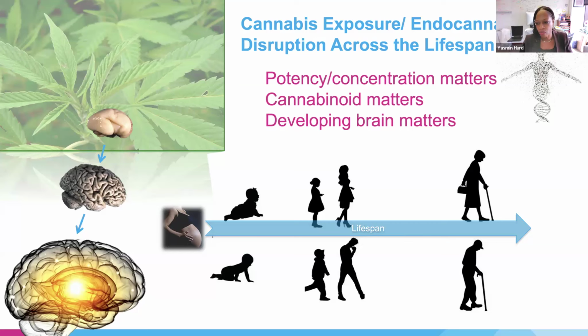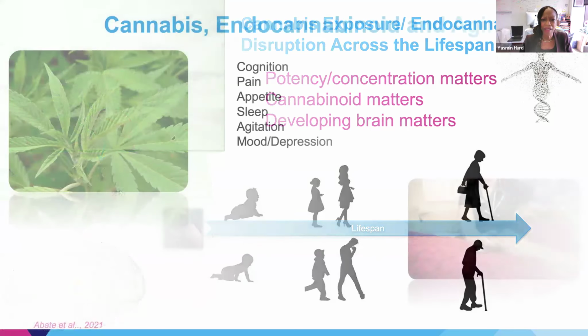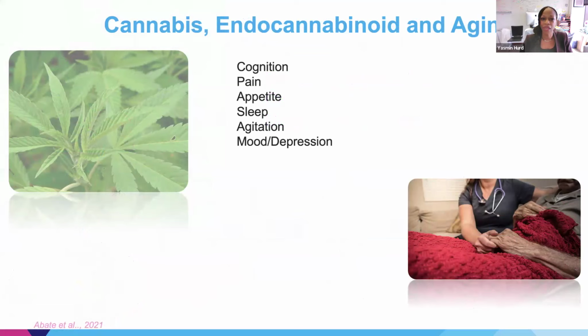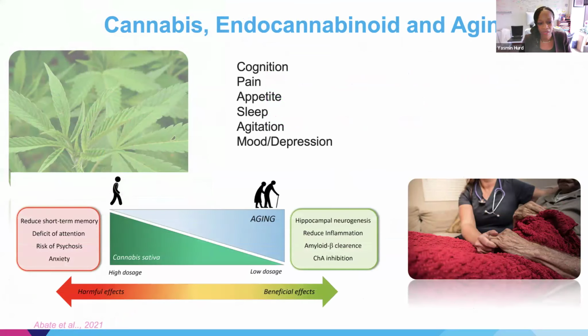I'm going to end on two things. One, it talks about early life effects of cannabis, prenatal and adolescence, but also what happens later in aging. We know the endocannabinoid system, as I said earlier, is important for cognition, pain, appetite, sleep, and agitation, which is one of the things aged individuals are interested in. There are a lot of debates whether or not cannabis can be beneficial to the aging brain, for example.